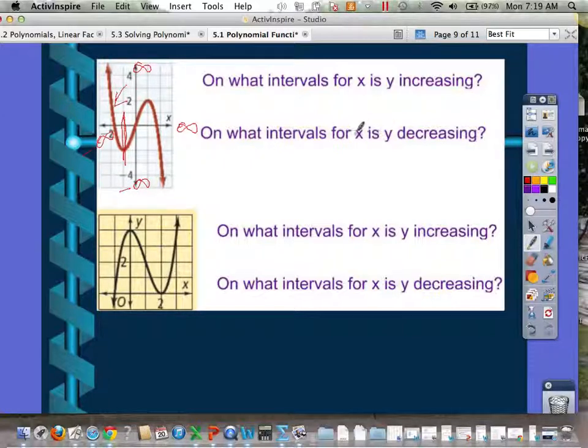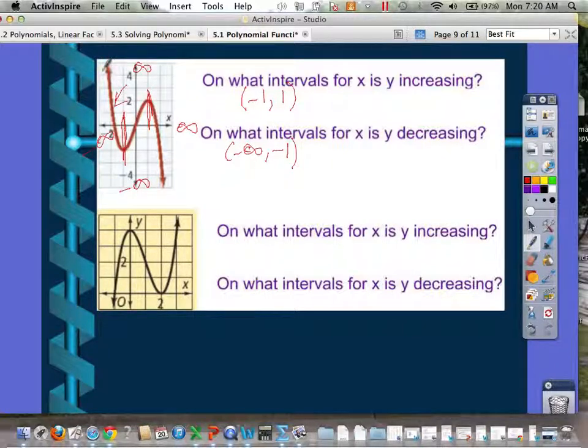Okay, so that would say, this one says on what interval for x is y decreasing. All right, so that's going from negative infinity to the x value of -1. All right, that's where it's going down. From -1 to 1, it's going up. So I'm going to put -1 to 1 is going up. You notice I'm just talking about x values. And from the 1 to negative infinity, it's going down.